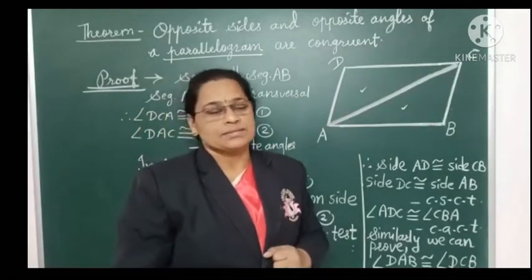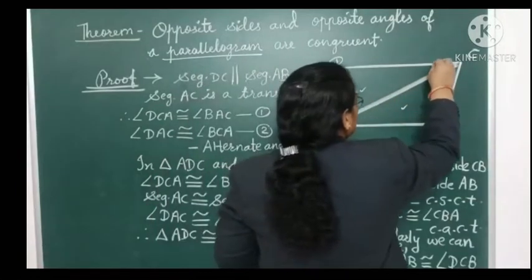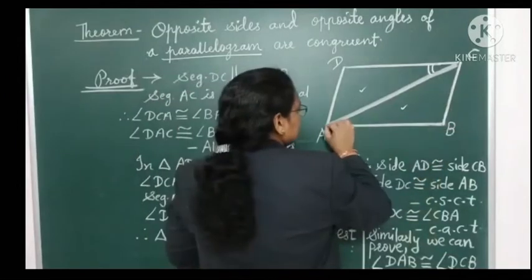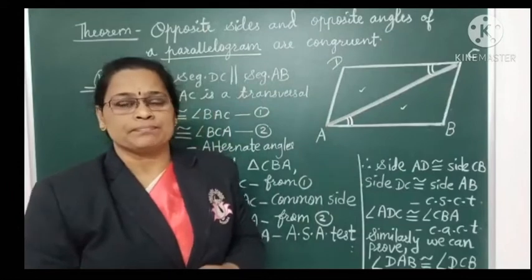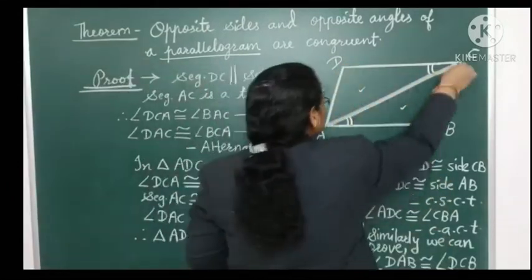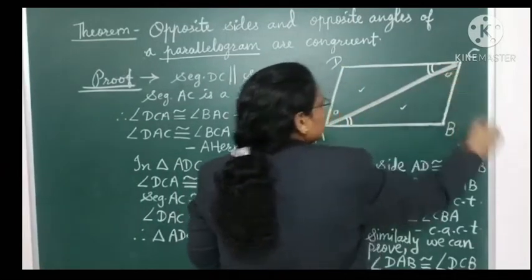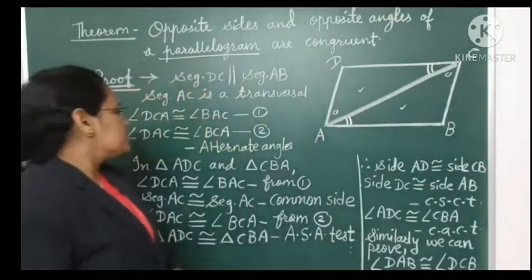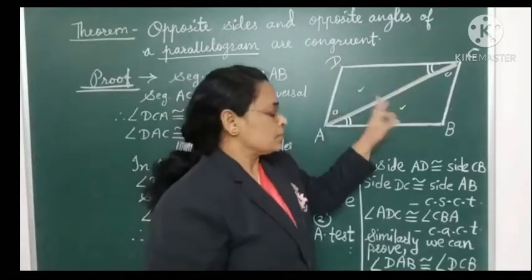recalling our previous knowledge, angle DCA is congruent to angle BAC, that is, the alternate angles by the alternate angle theorem. Then similarly angle DAC is congruent to angle BCA. These are alternate angles by the alternate angle theorem. So here we will write this: both pairs of alternate angles are congruent to each other.